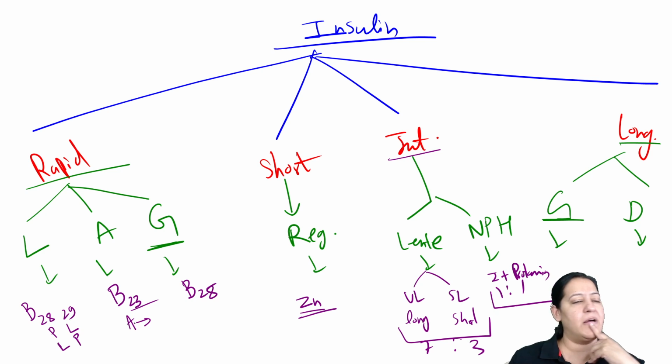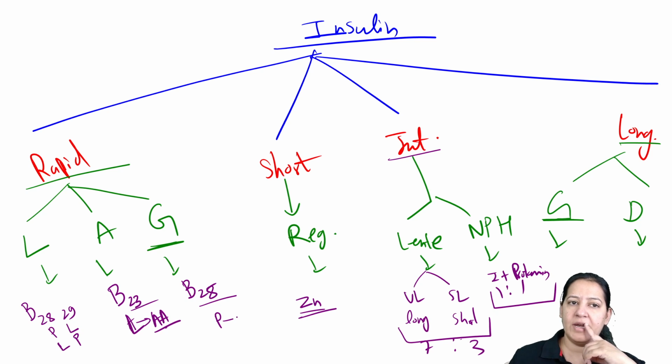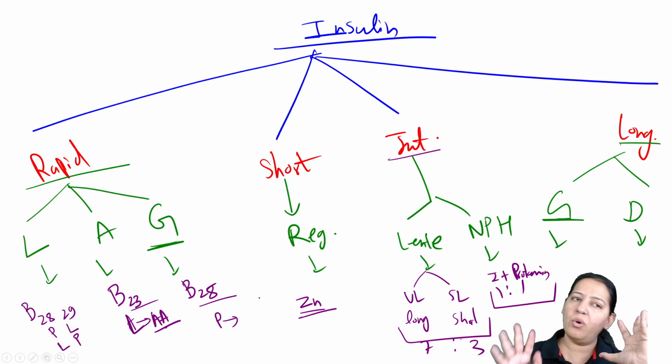We have lysine, and we are replacing it with aspartic acid. So that's why it has become aspart. And in glulisine at 28, we have proline, and we are replacing it with something else. So please learn the changes by yourself. So it is like that.